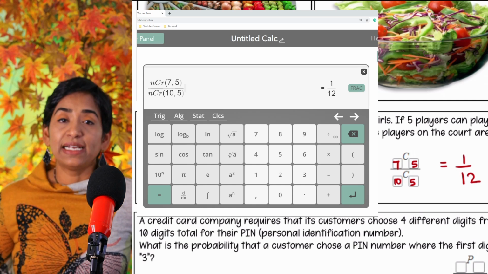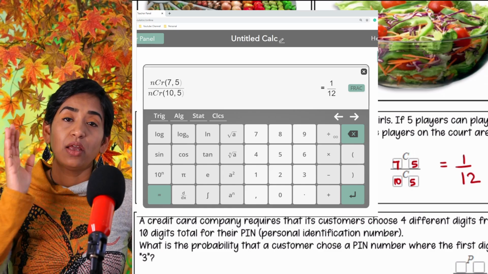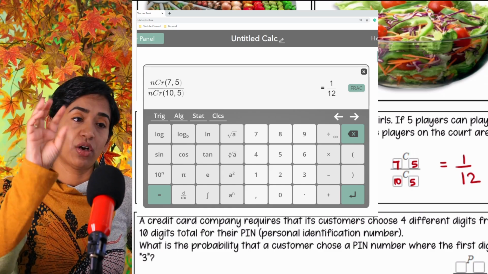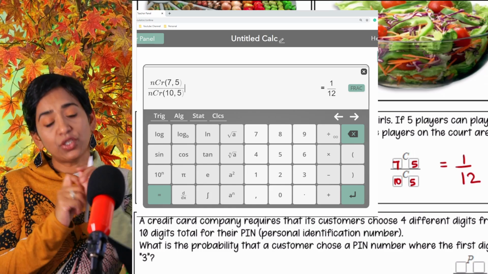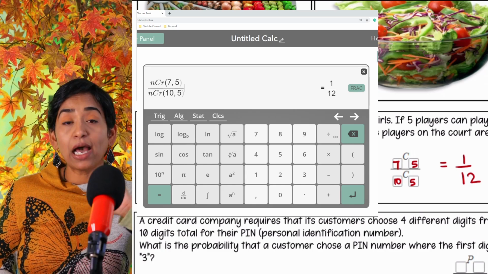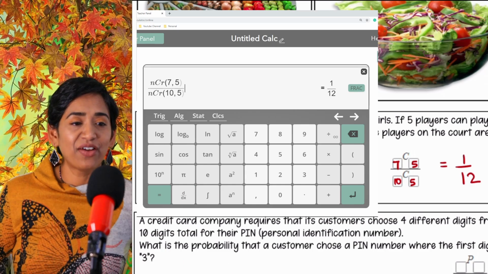Fair enough? So again, you simply go to your class calc, nCr over nCr, plug in what your n is, plug in what your r is, plug in what your n is, plug in what your r is, and change from decimal to fraction depending on how they ask you in the homework. All right, let's go ahead and take a look at the next one.